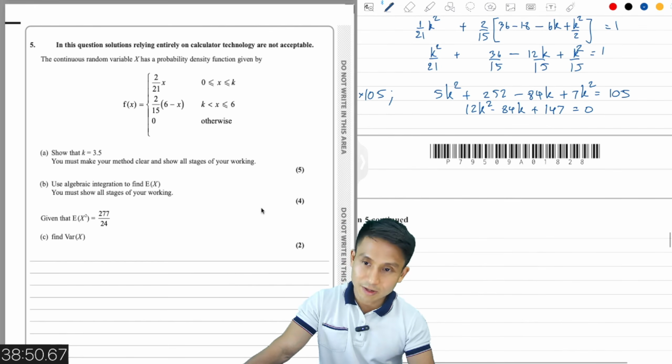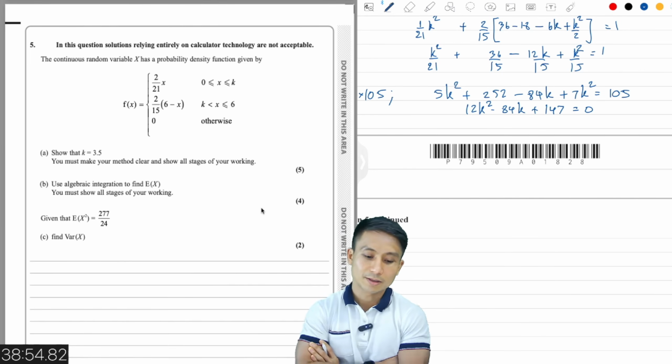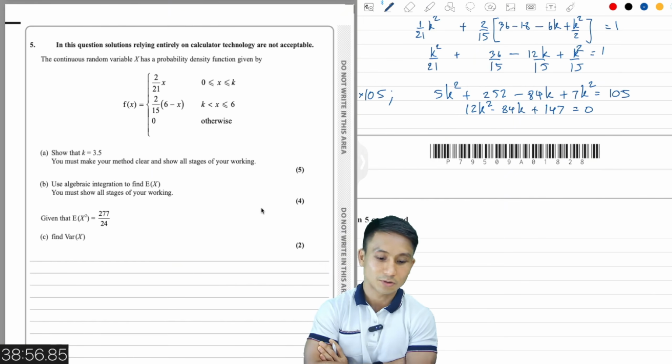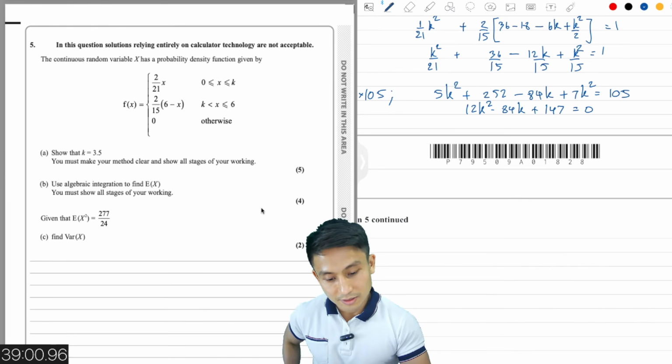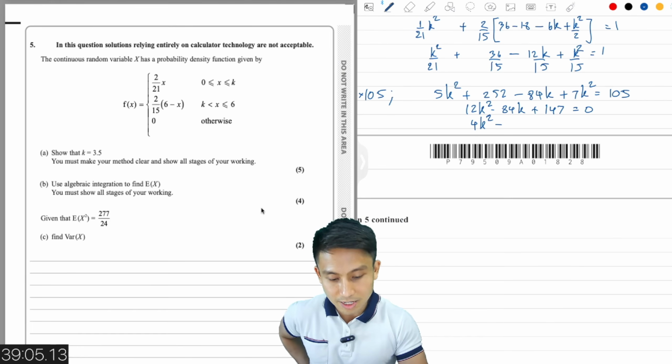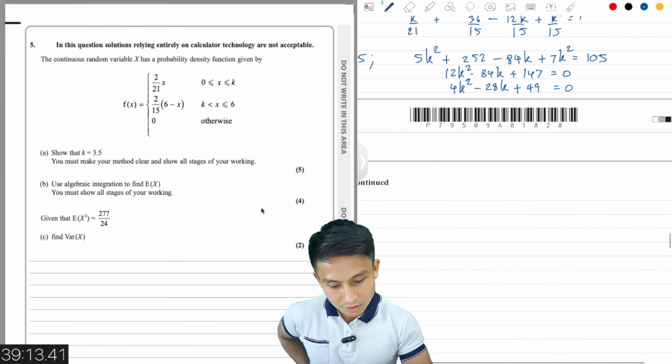Okay, so can I simplify by 6? Nope. By 3? Yeah, I can do 3. So if I simplify by 3, I have 4k squared minus 28k plus 49 equals 0. So let's factorize that.